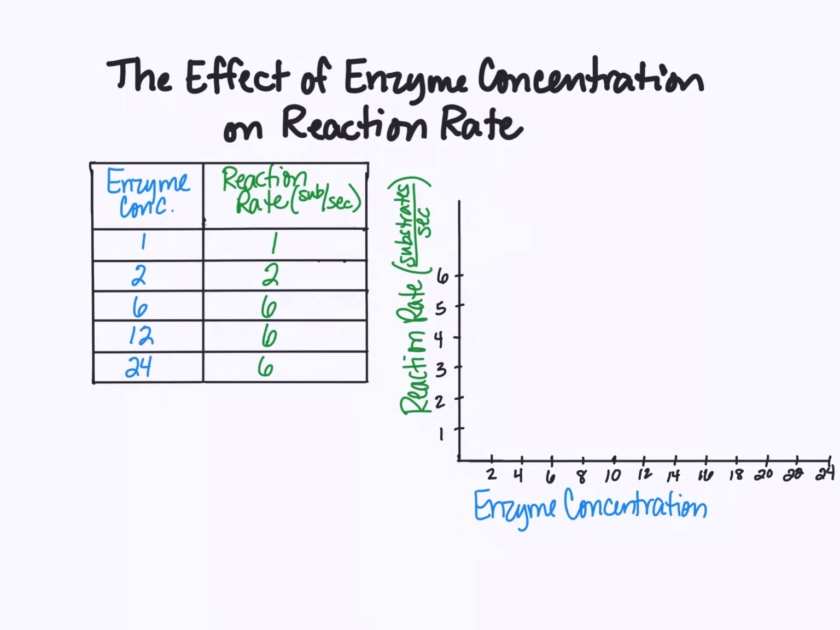Now we can start out by graphing our data by putting a data point at the origin, because we can assume that if there are no enzymes present, there will not be a reaction rate. Then to continue with the graphing, an enzyme concentration of 1 gives us a reaction rate of 1. An enzyme concentration of 2 gives us a reaction rate of 2. An enzyme concentration of 6 gives us a reaction rate of 6. And then an enzyme concentration of 12 also gives us a reaction rate of 6. And an enzyme concentration of 24 also gives us a reaction rate of 6.